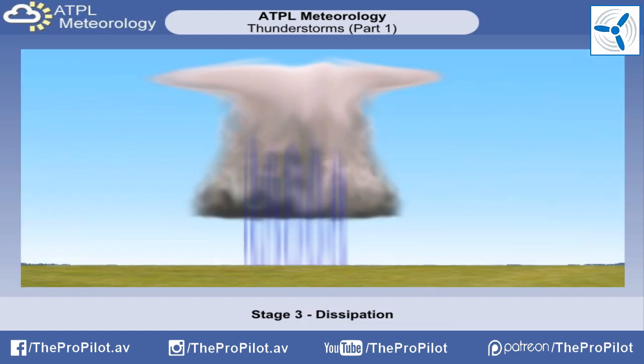The dissipating stage of a cumulonimbus starts as the anvil top becomes fully formed. Precipitation at this stage is usually heavy, with severe turbulence in and around the cloud, and severe icing in the cloud itself. Lightning and thunder are still likely at this stage, which may last for between 1.5 and 2.5 hours.